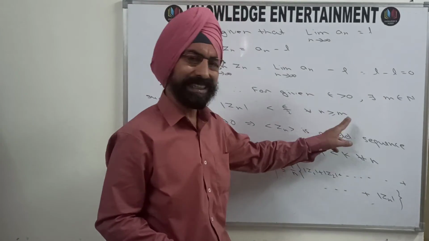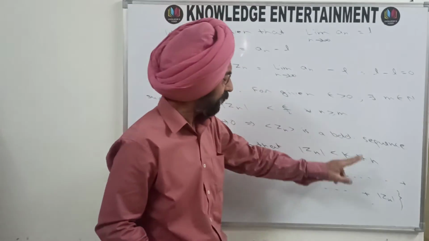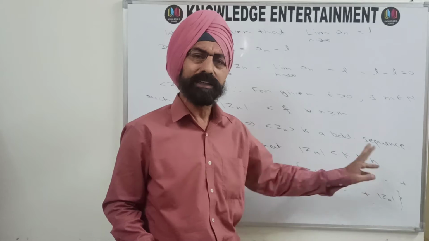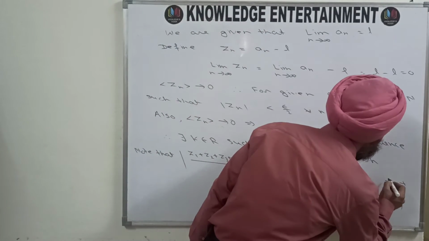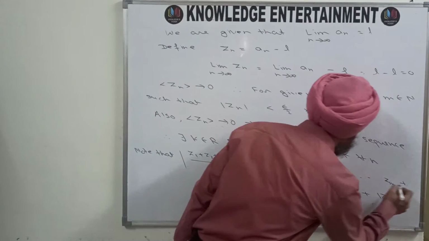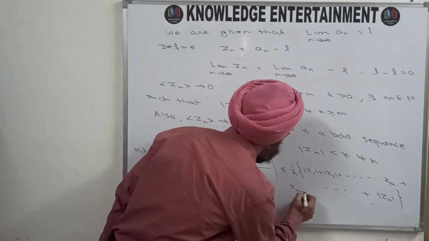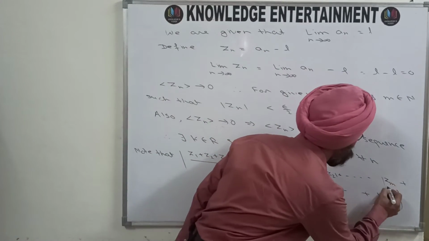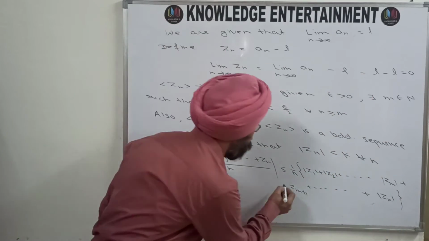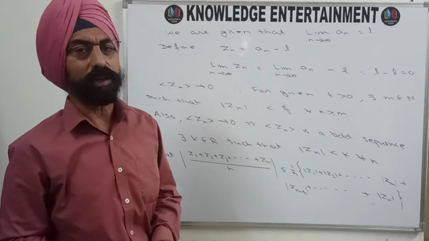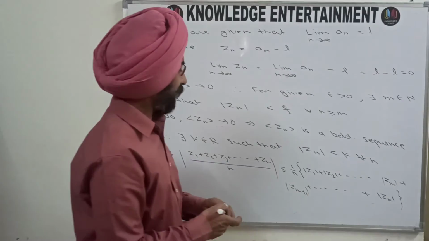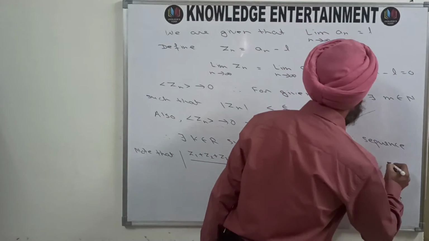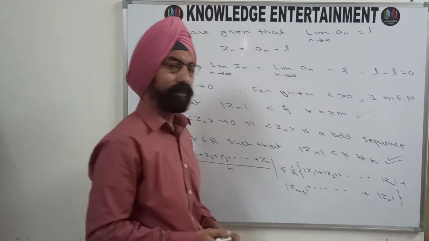As n is greater than or equal to m, definitely in between you will have Zm, so you will have here Zm, and then you will have Zm plus 1, and so on. This will also be in mod of Zm plus 1 and so on. Now we apply these two, this one and this one.